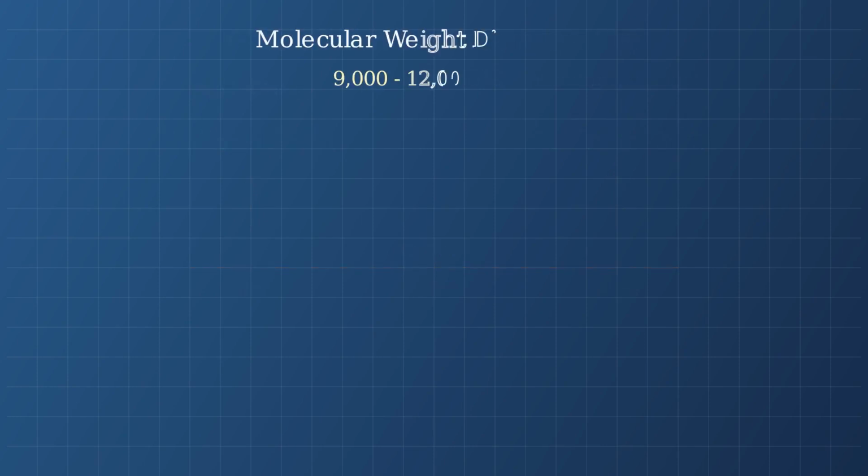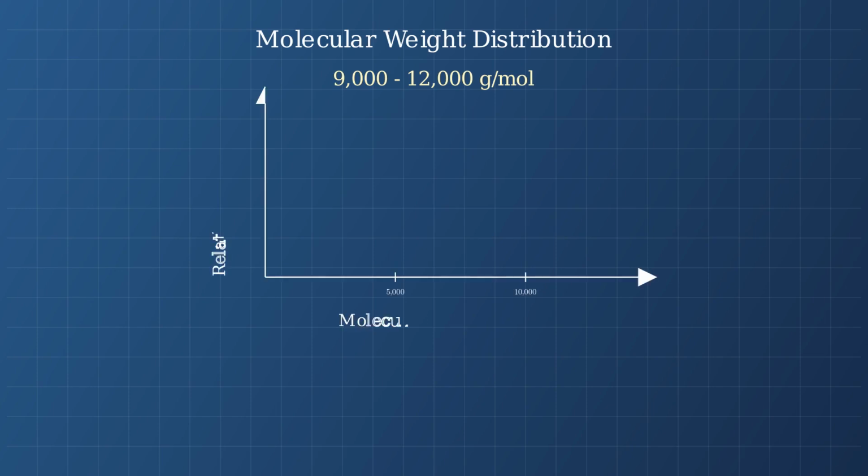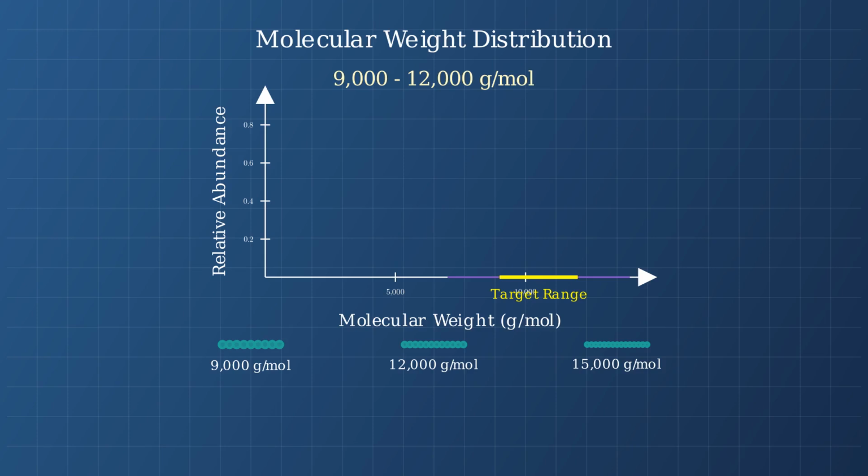The molecular weight distribution of our copolymer is carefully controlled to be between 9,000 and 12,000 grams per mole. This graph shows the relative abundance of different chain lengths in our polymer. The target molecular weight range affects critical properties of the polymer, including mechanical strength, viscosity, and processing behavior. Chain length directly impacts polymer properties. Shorter chains provide better processability, while longer chains contribute to strength.